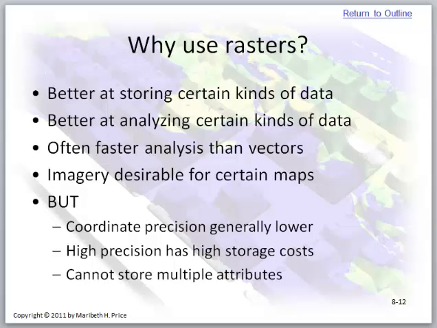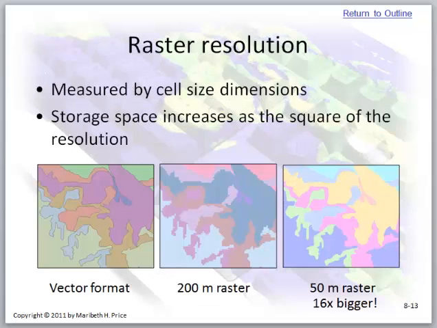Why do we use rasters? They're better at storing certain kinds of data and also analyzing certain types of data. It's often faster because we're dealing with a known value. We know the size of every pixel, and it's easy to calculate that value. If we know it's 30 by 30 throughout the raster, it's much easier to do some calculations. But the coordinate position or precision is generally lower. High precision has high storage costs, and you cannot store multiple attributes.